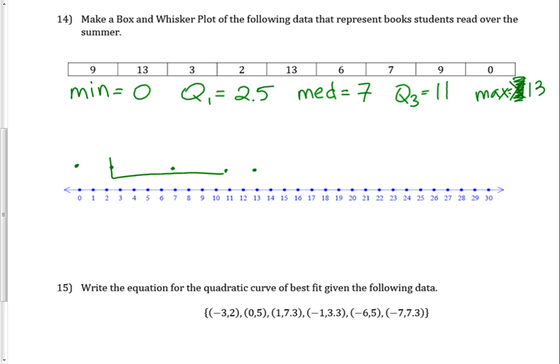Put a box around your middle 3 points, drawing a vertical line through that median, arrow to the left and to the right points. That gives us a box which looks like that.